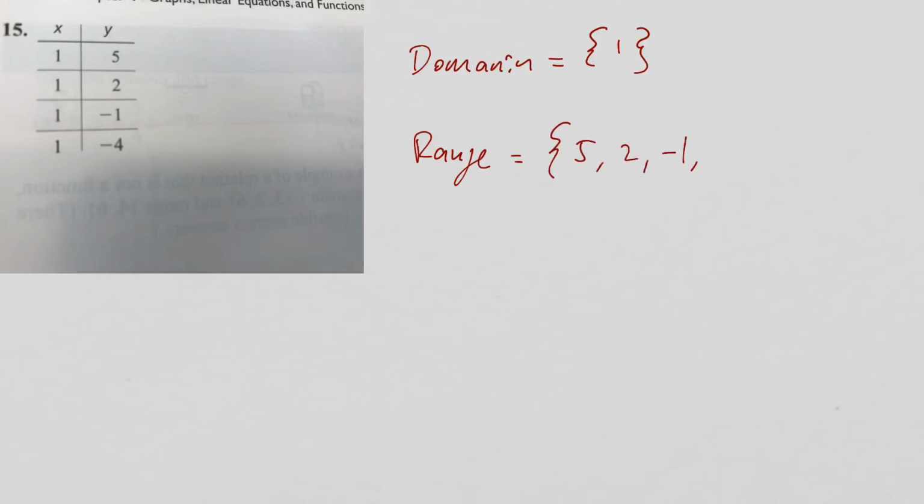All right, the domain here is equal to just 1. And the range, in no particular order, is 5, 2, -1, -4. And 1 is being paired with 5, here is being paired with a different value, 2, here is being paired with a different value. So this is not a function.